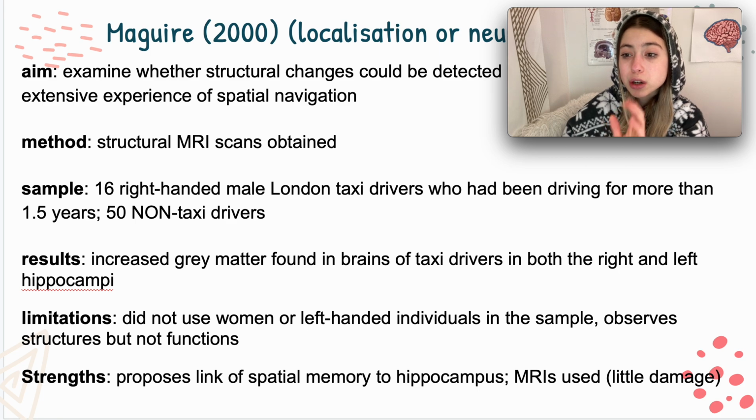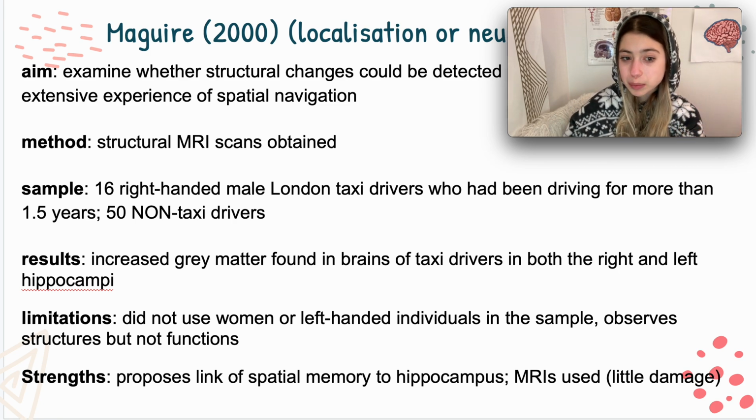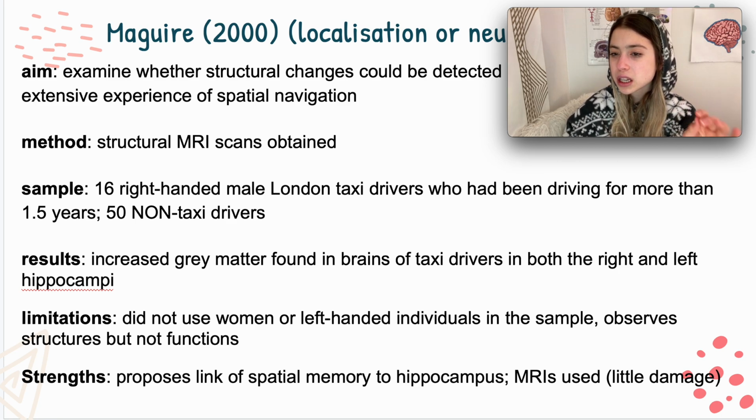So a limitation, or two limitations of this study, is it did not use women or left-handed individuals. So there's lower ecological validity because the sample is, and also the sample's fairly small, like 16 London taxi drivers.